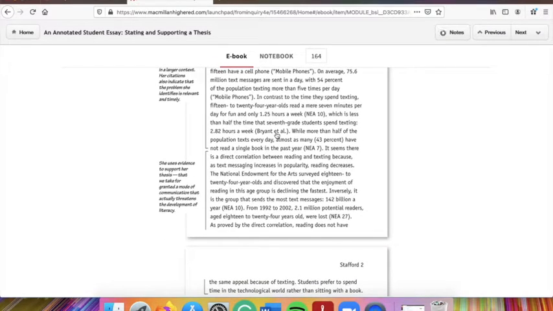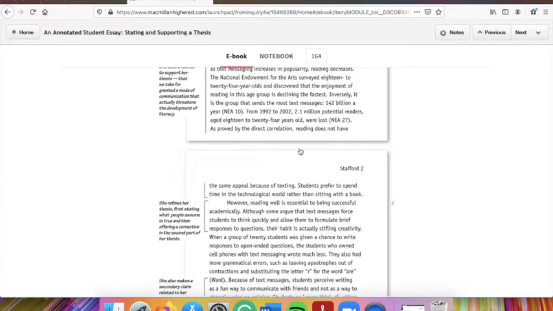And then she uses evidence to support her thesis down here. And that evidence is that we take for granted a mode of communication that has actually threatened the development of literacy. And then she refines her thesis even more, by first stating what people assume is true and then offering a corrective in the second part of her thesis, and this is that corrective.